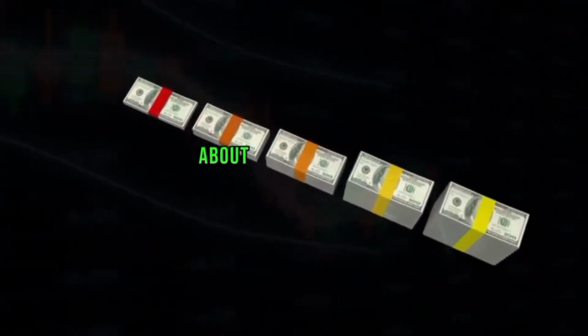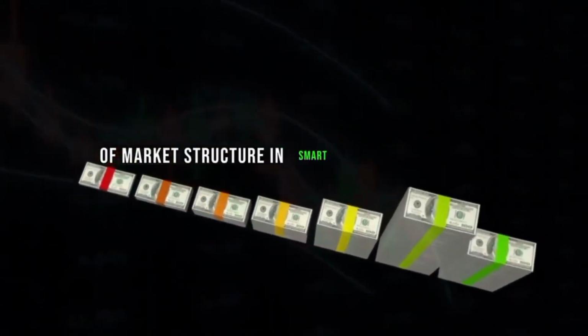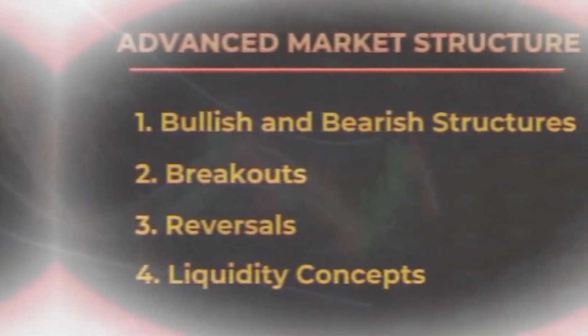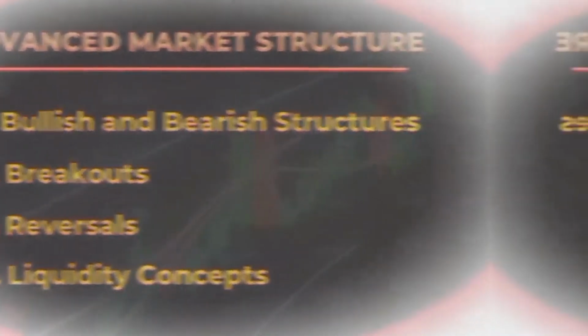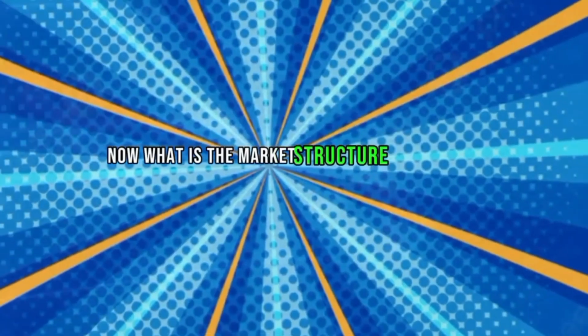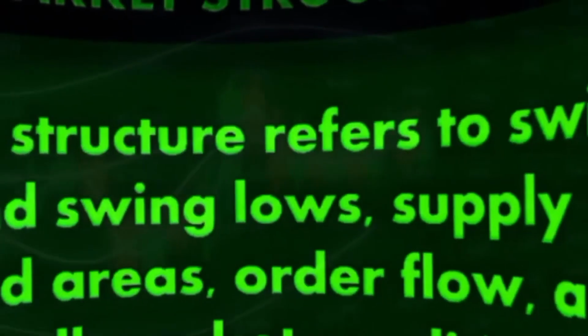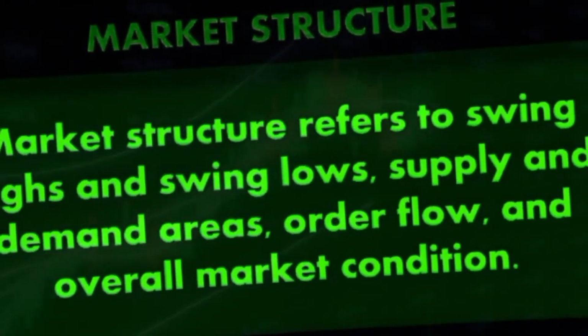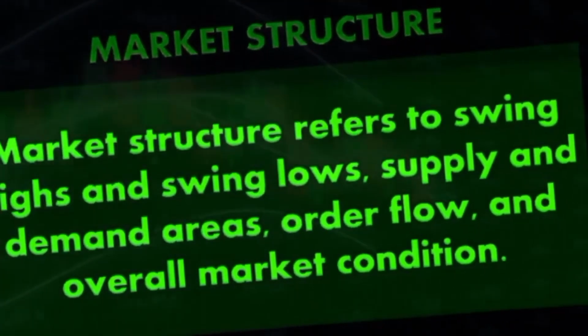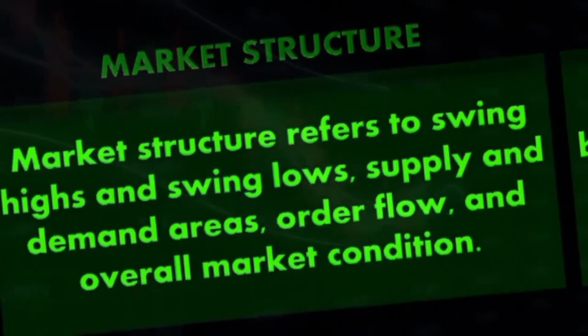So today's video is going to be an advanced tutorial about the concepts of market structure in smart money trading. In this video, we will cover the fundamentals of bullish and bearish structures and explore breakouts, trend reversals, and liquidity concepts. Now, what is the market structure exactly? Market structure refers to swing highs and swing lows, supply and demand areas, order flow, and overall market condition. We have two market behaviors, trending and ranging.